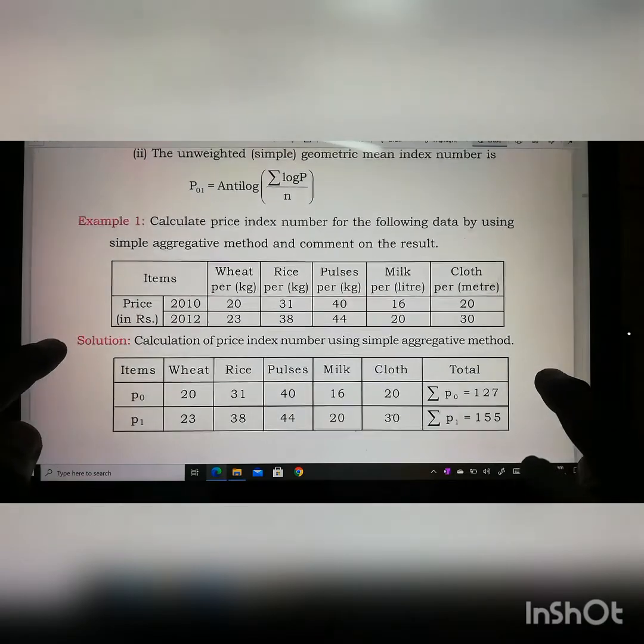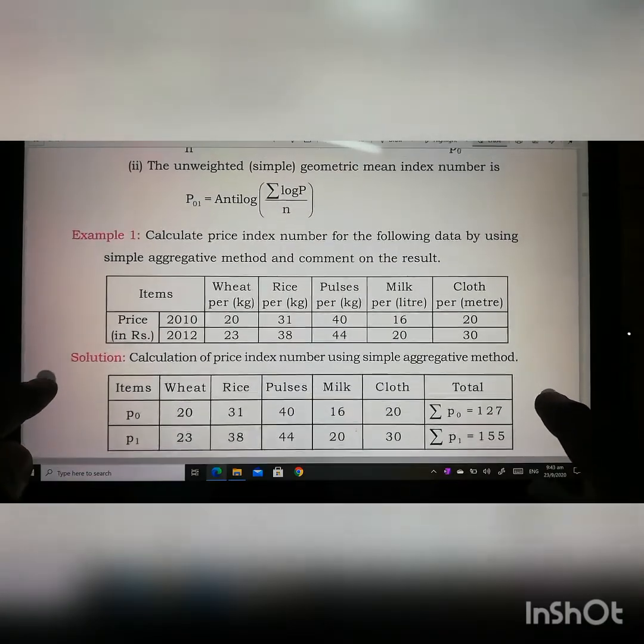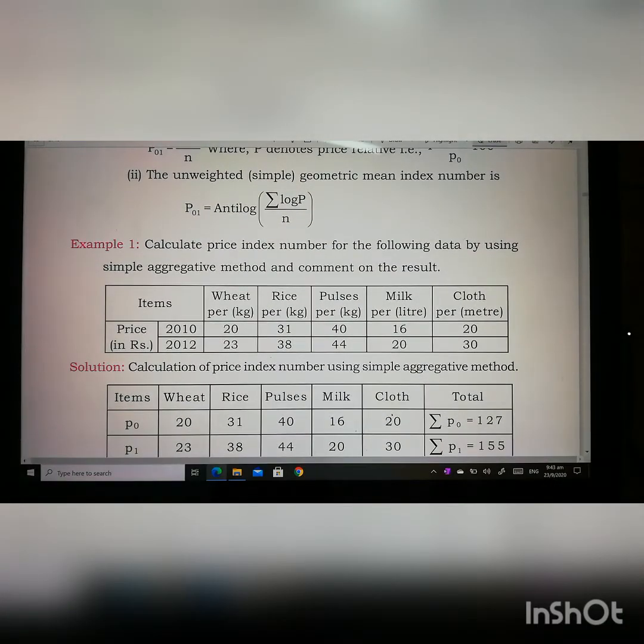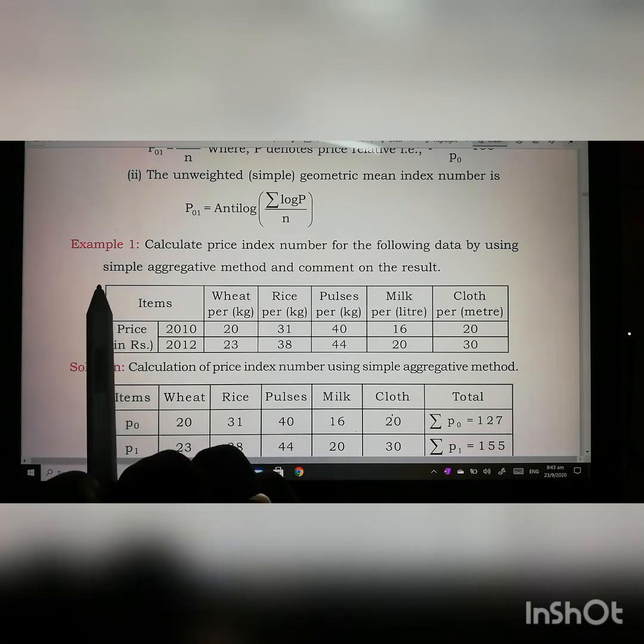On the screen right now, you have a problem. A very simple problem it is. If you want to see it, I'm just blowing it up. You can see: calculate price index number for the following data by using simple aggregative method and comment on the result. They said very clearly, students, it is a simple aggregative method.